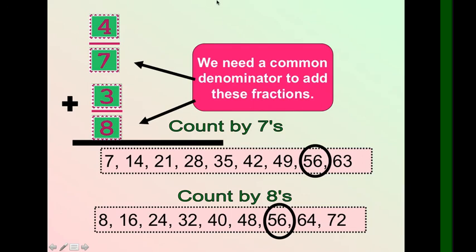So next naman, we have 4 over 7 plus 3 over 8. We need a common denominator to add this fraction. So, for the 7, we need to count by 7. So we have 7, 14, 21, 28, 35, 42, 49, 56, and 63. For the 8, we have 8, 16, 24, 32, 40, 48, 56, 64, and 72. So they have a common multiple of 56.